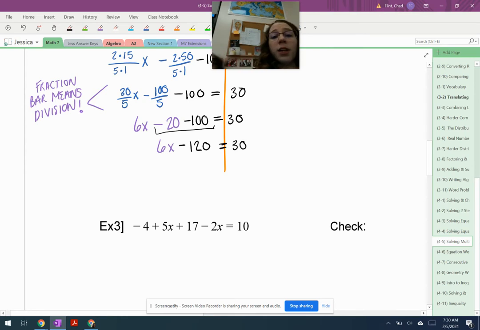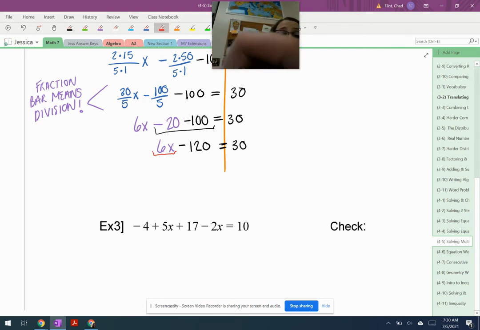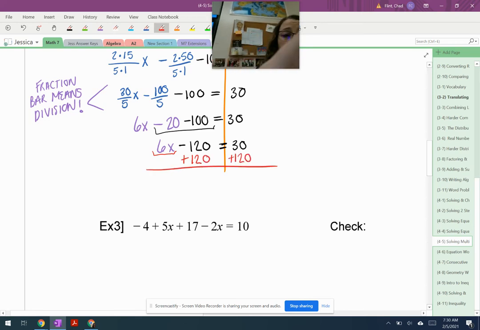And now I'm starting to isolate the x term, or the variable. The 6x is the piece that has my variable in it, so I want to get that alone first by dealing with that negative 120. The inverse of a negative 120 is a positive 120, so I'm going to add 120 to both sides. The negative and positive 120 cancel out like I had hoped for. So I'm left with that 6x carrying down. And 120 plus 30 is 150.